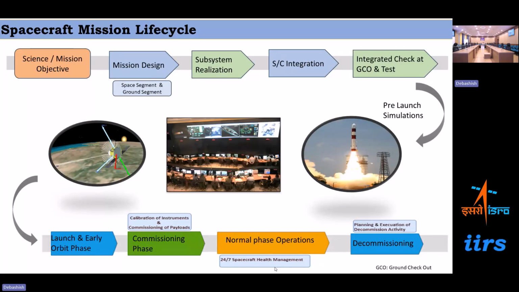Followed by that, we move to the commissioning phase. In the commissioning phase, what we try to do is the calibration of all the instruments, the onboard instruments and the payload instruments, so that at the end of the commissioning phase, we declare the spacecraft operational. Then it moves to the normal phase of operation. This is the longest period in the mission life, and it consists of 24/7 satellite health management and other activities. We'll discuss this point in detail. After the normal phase is over, we generally decommission the satellite.